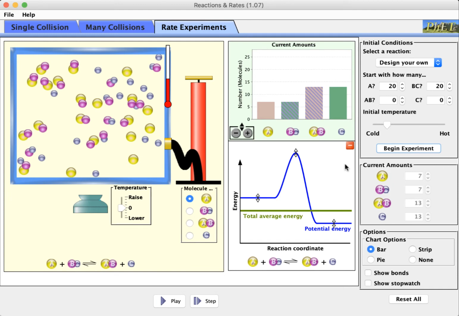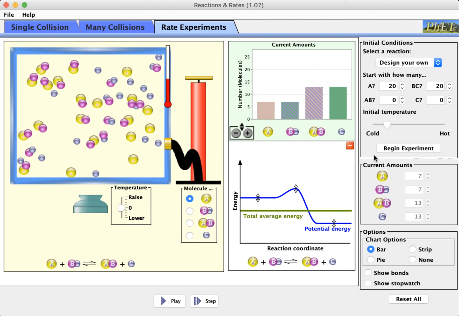A catalyst would do something similar. A catalyst doesn't necessarily change the activation energy directly. It just gives the reactants a different path that is a lower activation energy. So really it's the same thing as if I take and I lower this hump down. So we have a lower activation energy along a different path.